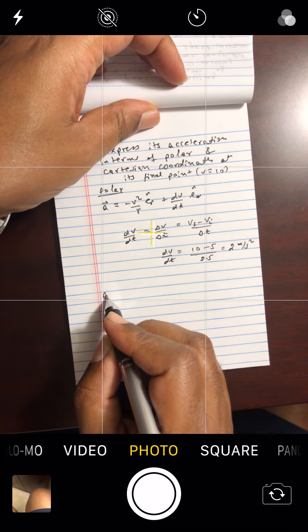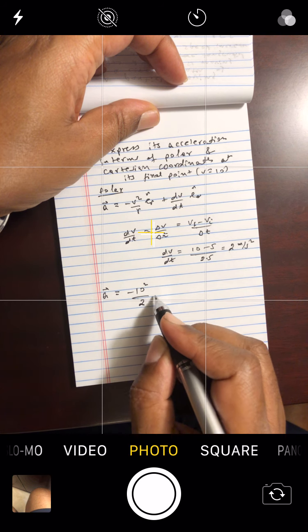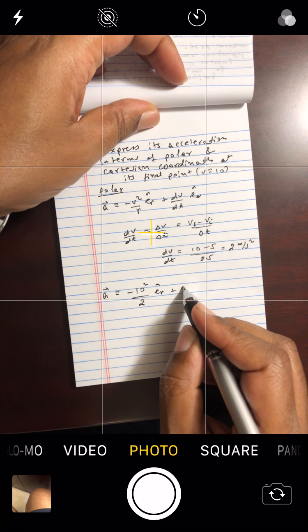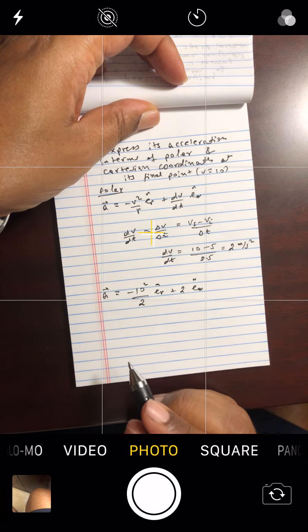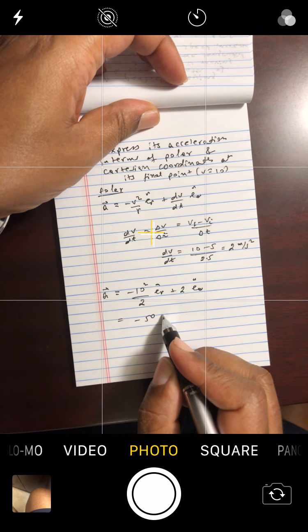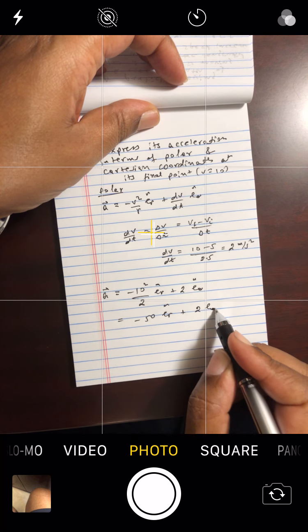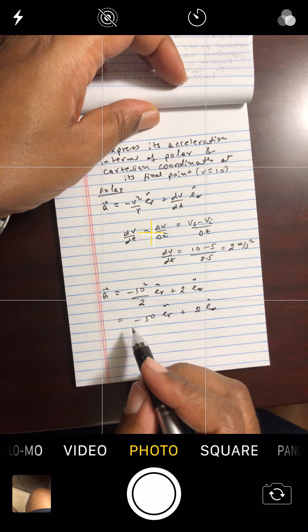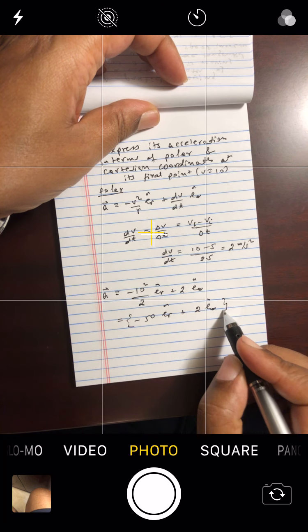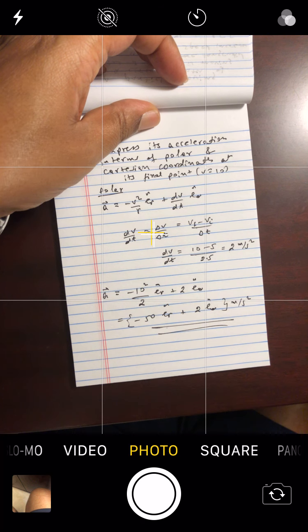So we have a equals negative 10 squared divided by the radius in the direction of ER plus 2 in the direction of E theta. Okay, so that is 100 divided by 2, negative 50 in the direction of ER plus 2 in the direction of E theta. Okay, that is the acceleration in polar coordinates.